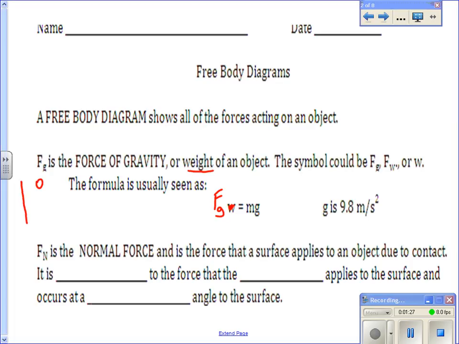So if you're a person, and you decide to lean against a wall, whatever force you apply to the wall, let's say it's 10 newtons, the wall has to push back with a force equal to that at 90 degrees, also at 10 newtons. Because Newton's third law says for every action there has to be an equal and opposite reaction. So the normal force is equal to the force that the object applies to the surface and occurs at a 90-degree angle to the surface.